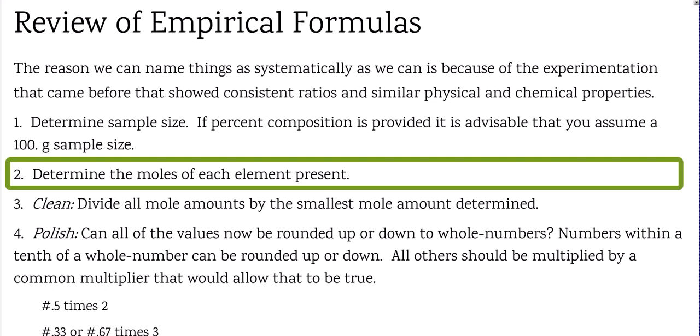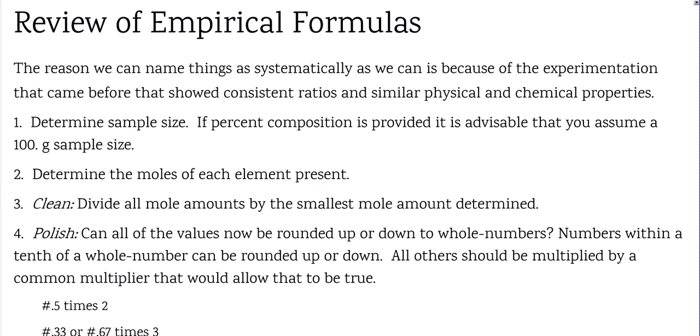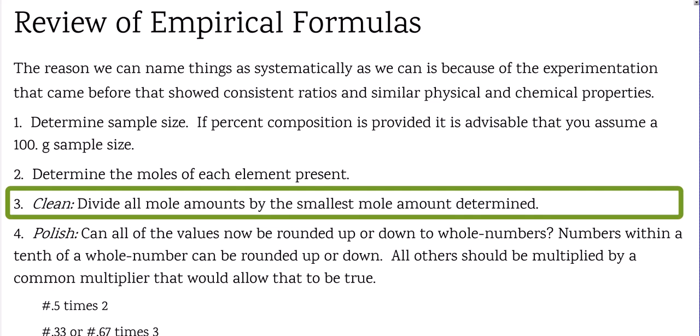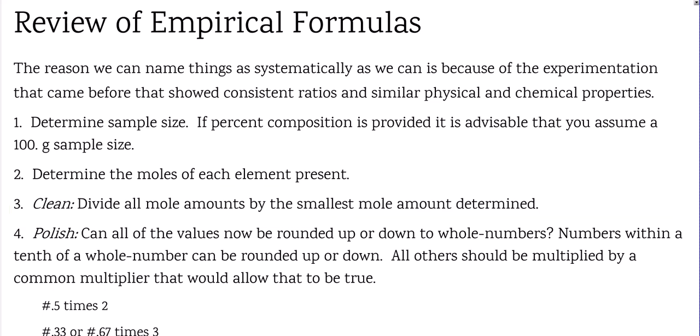So the quickest way to do that is to determine the moles of each element present. You'll need the molar mass for each element in order to do this. Now once you do that, your mole to mole ratio is actually a true quantity ratio. It's just not a very good one, most likely. So you're going to want to both clean and polish it up. To clean it, divide all mole amounts by the smallest mole amount determined. That should give you a fairly clean ratio, hopefully very clean.